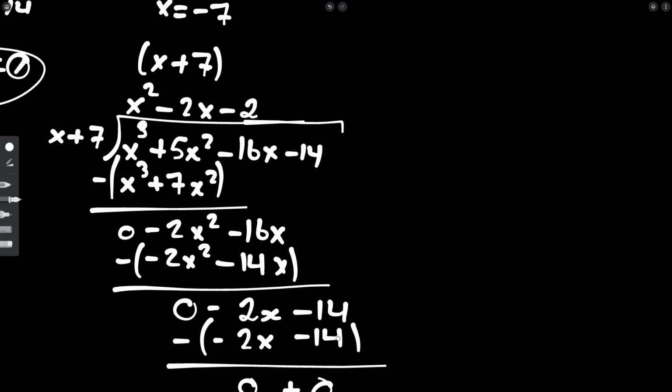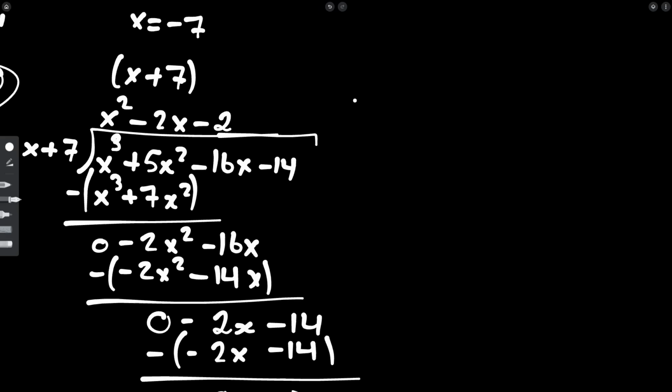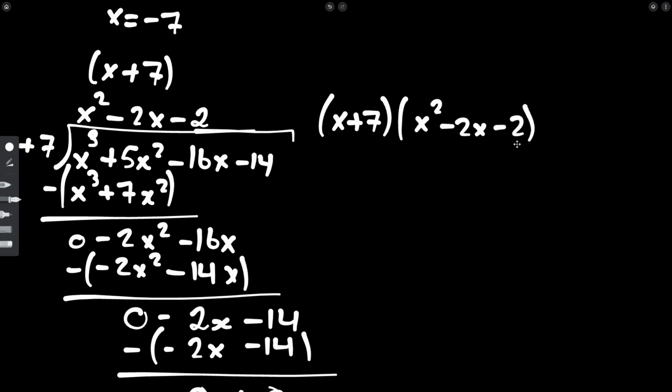Apologies, a little under the weather. And that gives us our final answer of x plus 7 times x squared minus 2x minus 2.